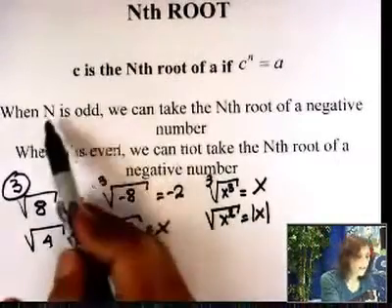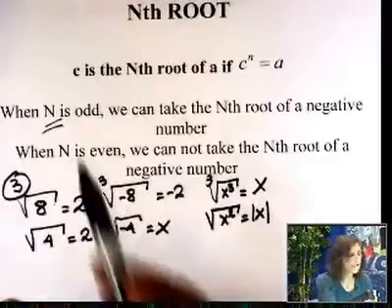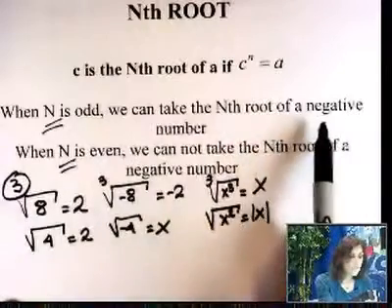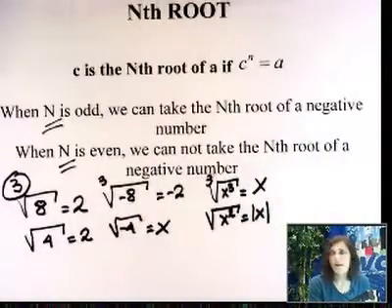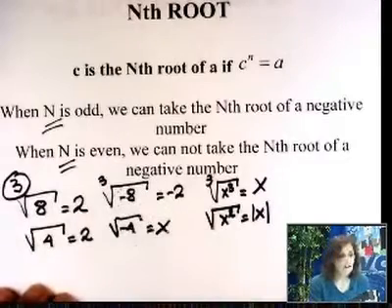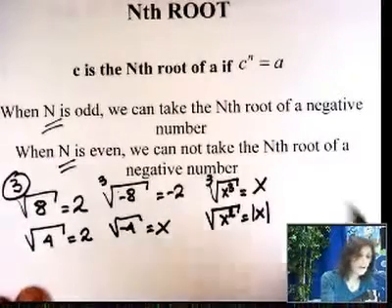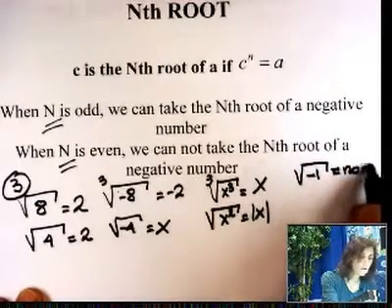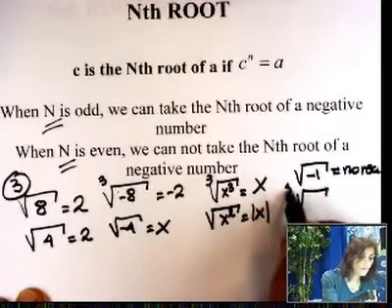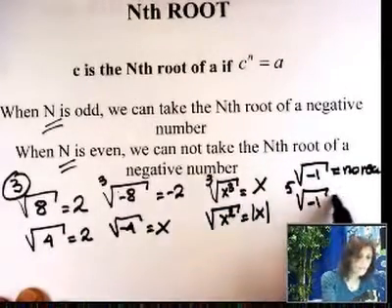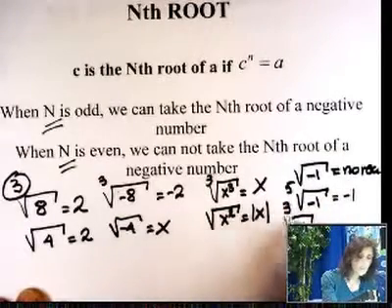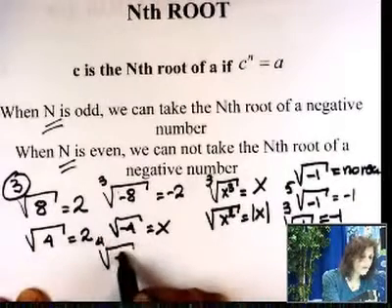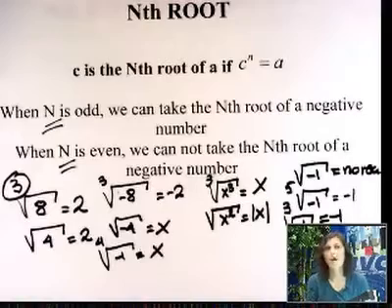So what did you learn? When n is odd, you don't worry about absolute values. When n is even, you do. When we take the nth root, you can take the nth root of a negative number when n is odd, and you cannot when it's even. So let's look at it. Negative 1. Can I do the third root of negative 1? Absolutely, negative 1. Can I do the fourth root of negative 1? No, I can't do that. All right, I think you got that.